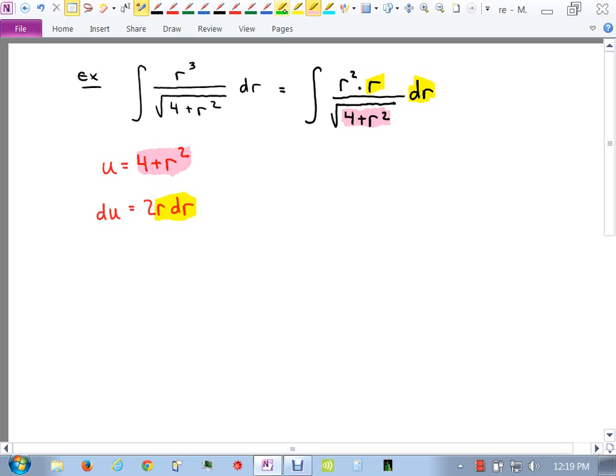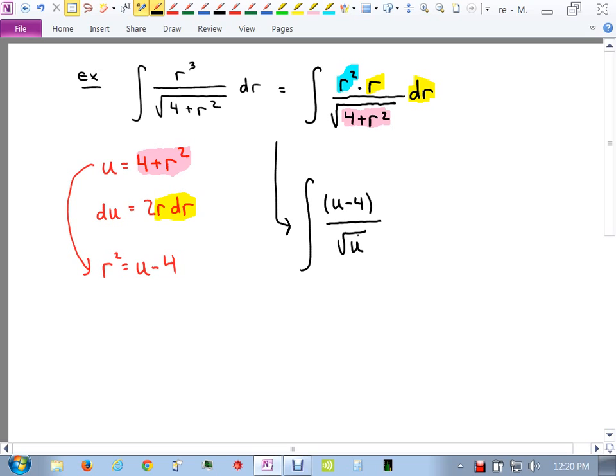The only other thing to address would be the r squared here. But how can you determine that r squared? Yeah, just take this right here, solve it for r squared. R squared is u minus 4. And now this integral becomes the r squared, which is u minus 4, over the square root of u, and dr was 1/2 du. And then what would you do with this integral? Split it into 2. U over square root of u, and negative 4 over square root of u. And then you're on your way.